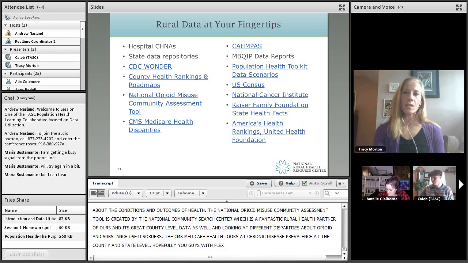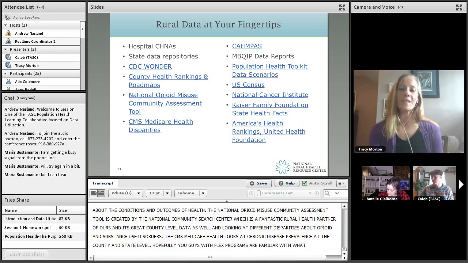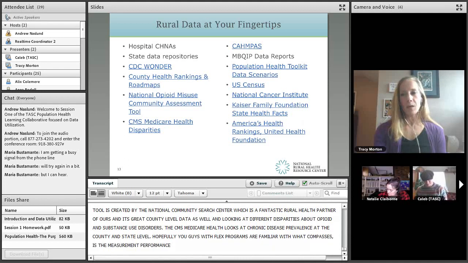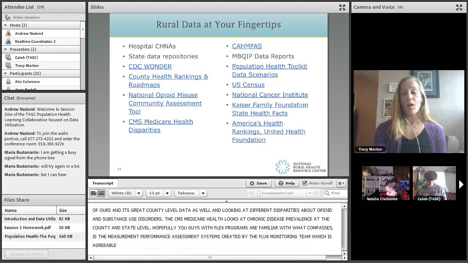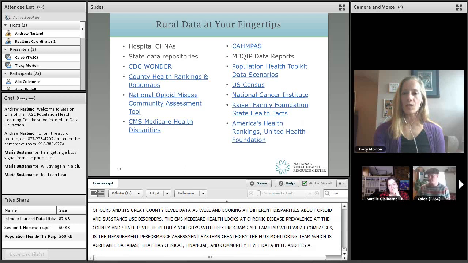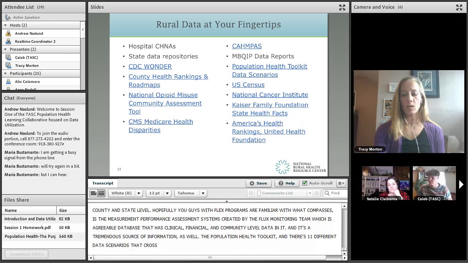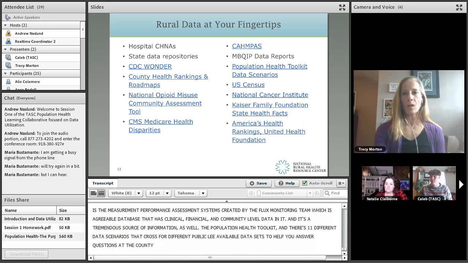Your state also likely has some different data repositories, so your state health department is likely collecting data in various different formats and may release things publicly, or you can do a query and ask for data that they're able to release in a non-identifiable way. Also, state hospital associations and things like that often have different data repositories too that you may be able to have access to. CDC Wonder is a fantastic queryable data set that exists about a variety of different health conditions.